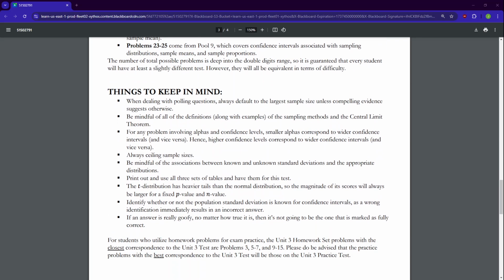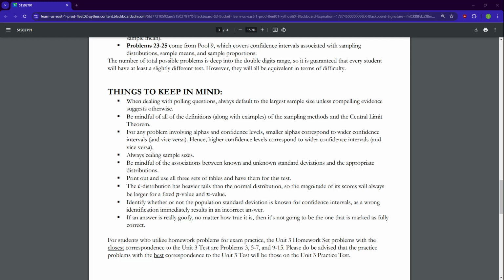Now for some things to keep in mind for this. When dealing with your polling questions, always default to your largest sample size unless very convincing evidence is given otherwise. In the case of the test, largest sample size is best. And again, with the central limit theorem, you need to be very familiar with every single aspect of it. So though it might be only 2 questions about it because of the statement form, you're going to be tested on every single aspect of the central limit theorem. So even if you know 5 out of the 6 aspects of it, if you do not understand the 6th and final aspect, that'll result in not getting full credit for those 2 questions, but only instead partial credit.